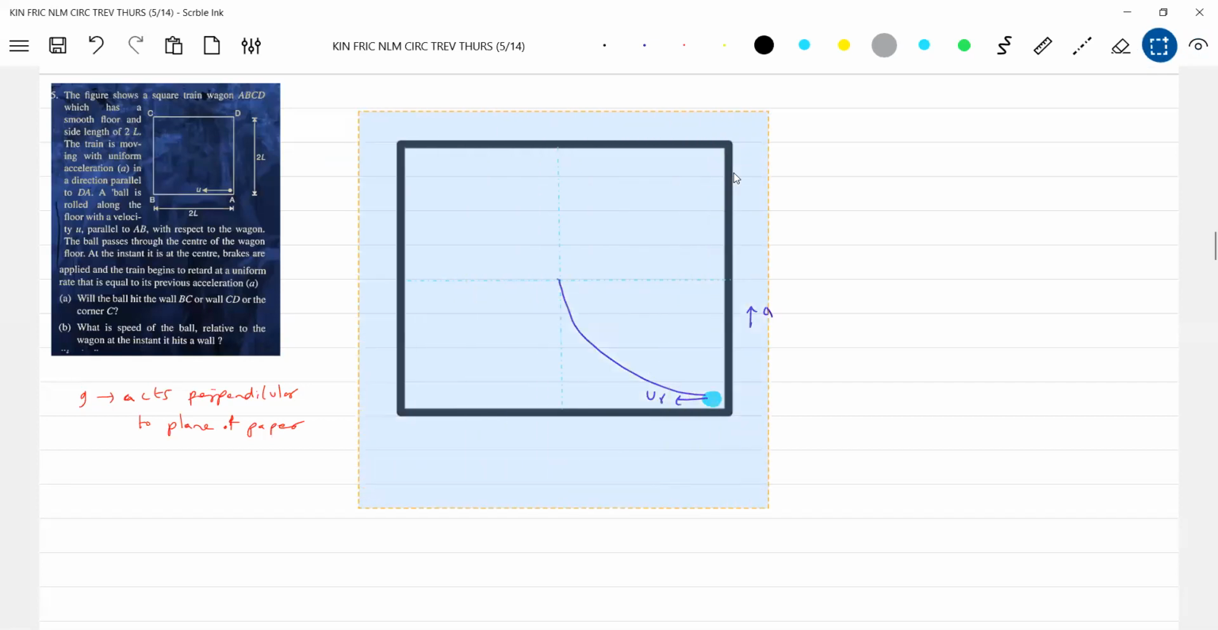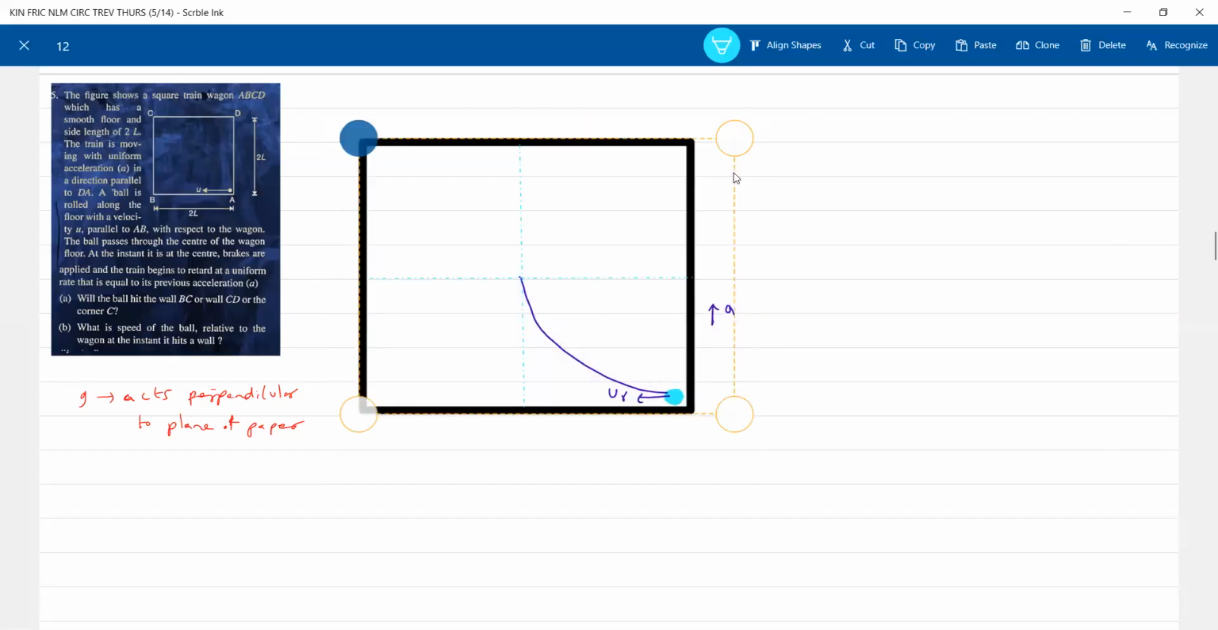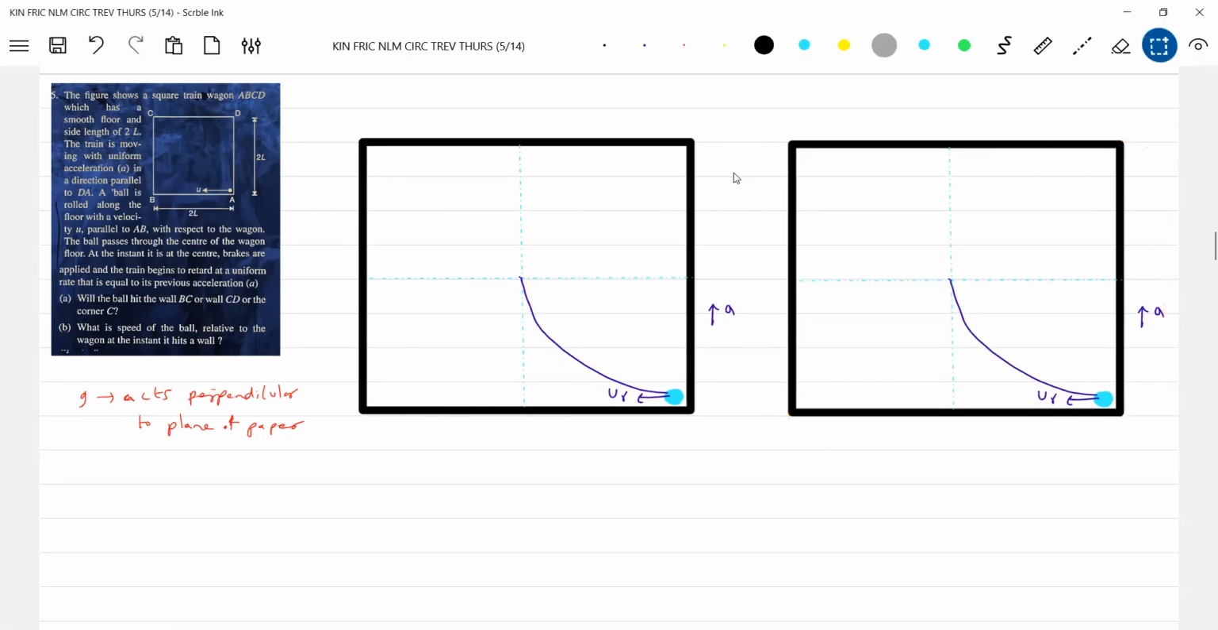It is better to discuss the problem in the trolley frame only. Don't jump to the ground frame. Very difficult to justify things. So after reaching here, I'll remove this. So where is the ball now? The ball will be here and it will undergo retardation. So put A like this. What should happen to this one now? How will it continue to move? What will happen to that horizontal component of the ball? It has to remain the same everywhere.